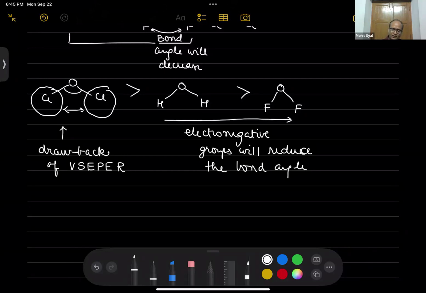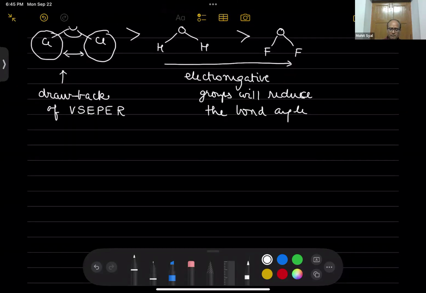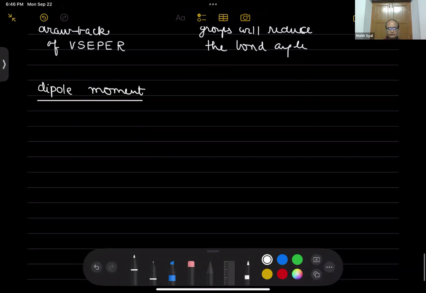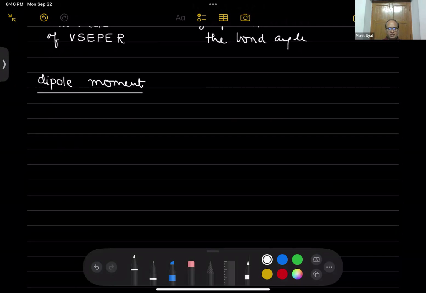No. Now we are going to discuss dipole moment. So what do you mean by dipole moment? What are the units? Dipole moment. Dipole moment is a measure of polarity of the molecule.